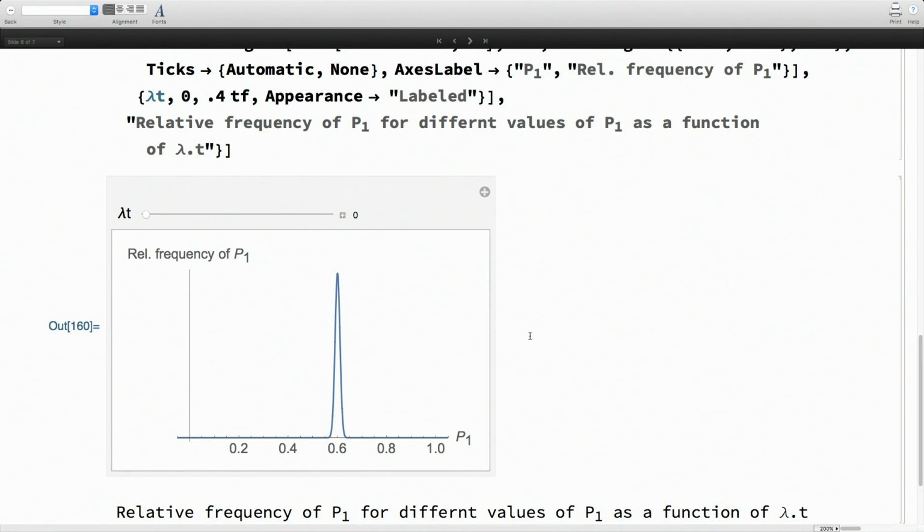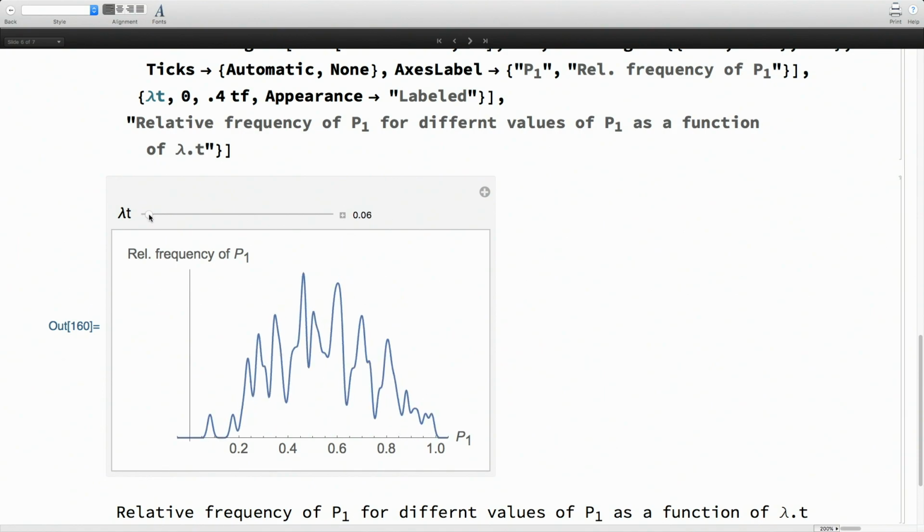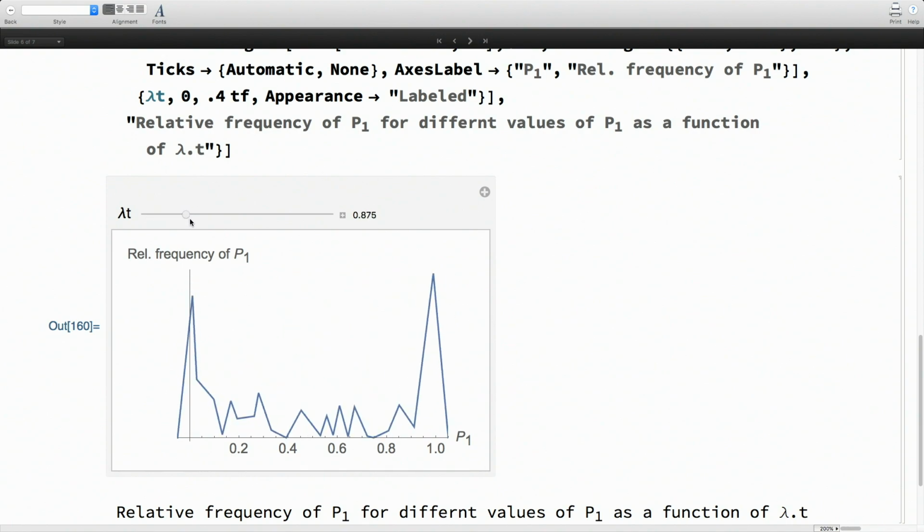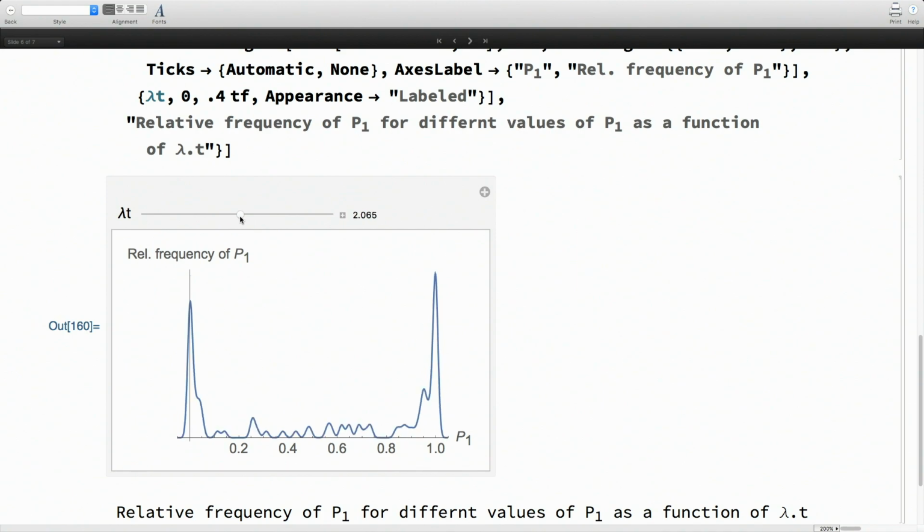So this is the initial case. At time zero, we are 60% sure that the state is one. And as time goes by, you see, initially there are many possibilities because you could get many different results, but after a large enough time, let me just increase the time, there are only two possibilities. Either you win or you lose. What is the probability of winning or losing? It is proportional to your initial bet. Let's see it one more time.